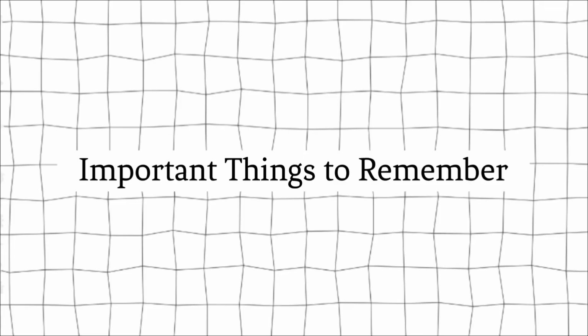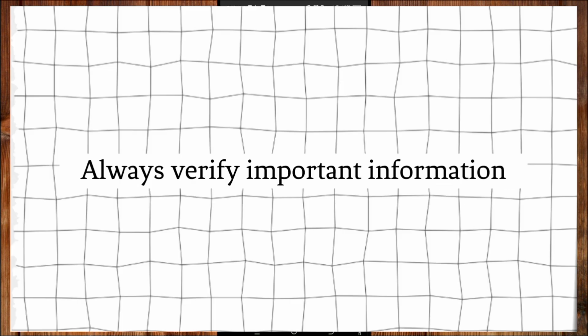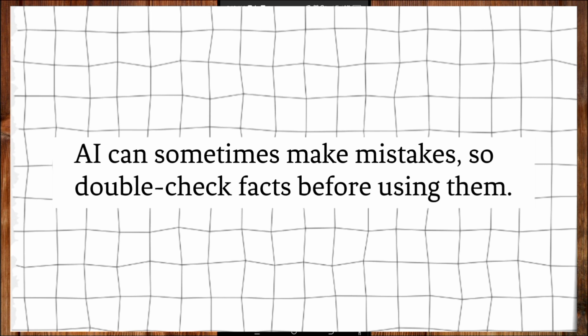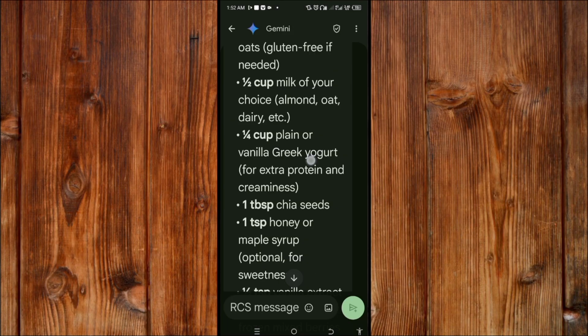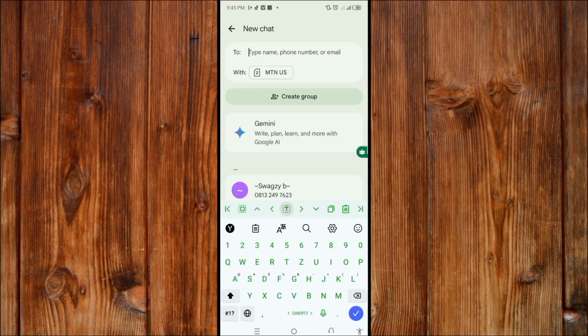Important things to remember. Google Gemini is powerful. Remember these tips. Always verify important information. Avoid sharing your sensitive professional information. AI can sometimes make mistakes, so double check facts before using them. And remember, Gemini features may change as Google continues to improve the service.